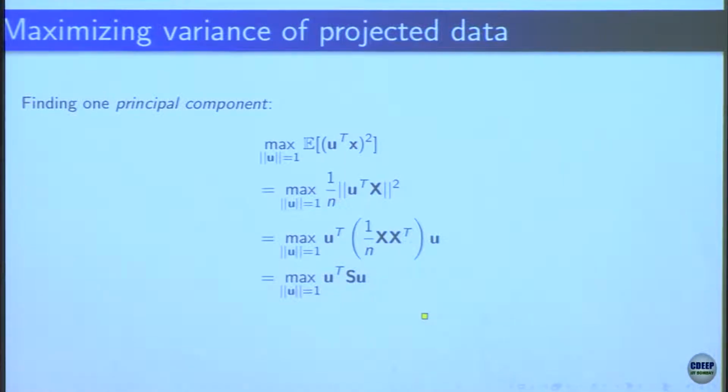PCA is not dealing with covariance directly, it is dealing with the direction of variance in the rotated space, but X X transpose is the covariance matrix.